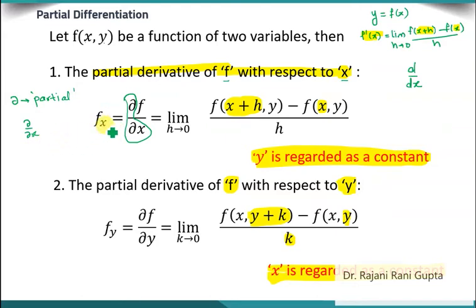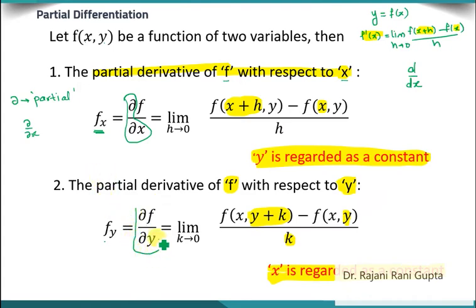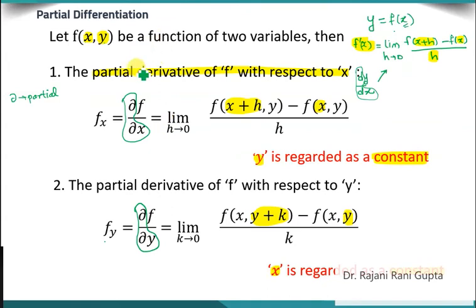Another way of writing is f subscript x, which means the derivative of f with respect to x. Similarly, when we are differentiating with respect to y, we denote it by partial y of f, or we represent it by f subscript y. When we need to find the rate of change of f with respect to x, we say it is the partial derivative of f with respect to x. When we need to find the rate of change in f with respect to y, we call it the partial derivative with respect to y. And we keep the other variable as a constant.